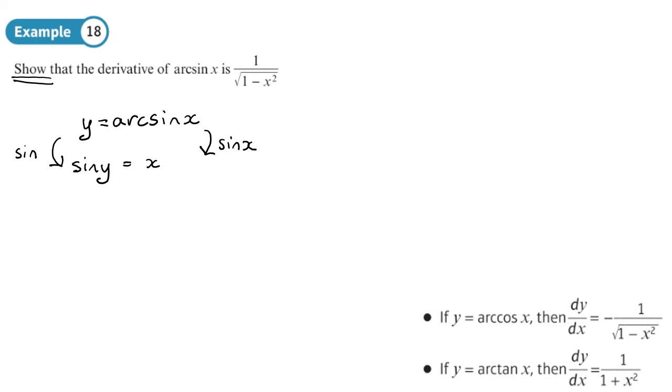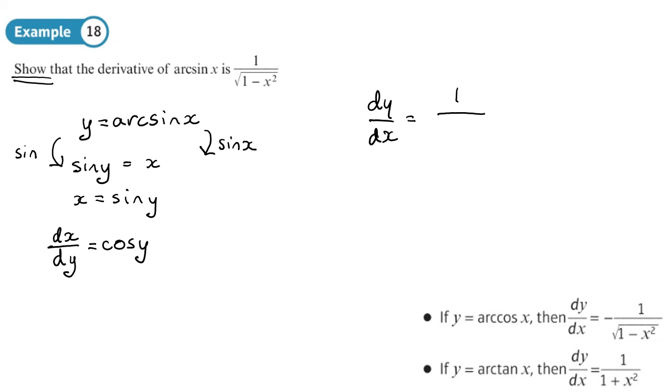Because basically the arc sine and sine cancel out. Now this is one of those things where it's not y equals something, it's actually x equals sine y. So I'm not going to be able to find dy dx directly, but I can find dx dy, and dx dy is going to be cos y. And then if I want dy dx, that's going to be the reciprocal of that, so that's going to be 1 over cos y.